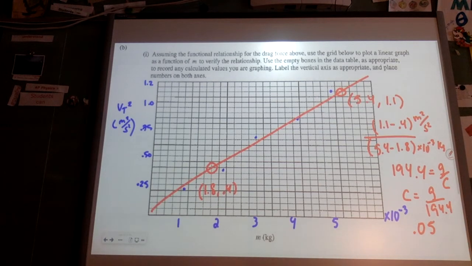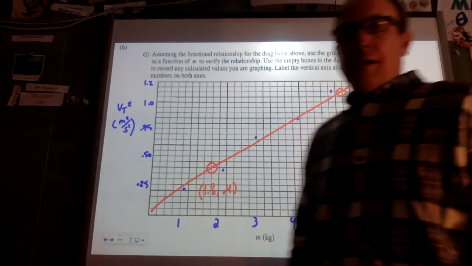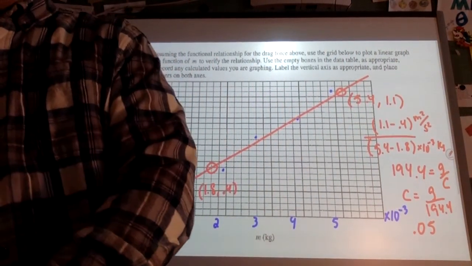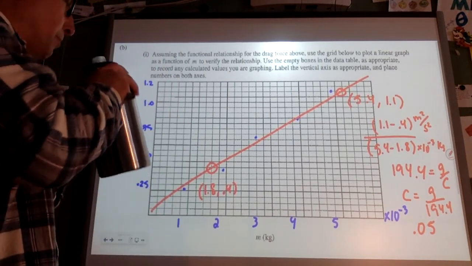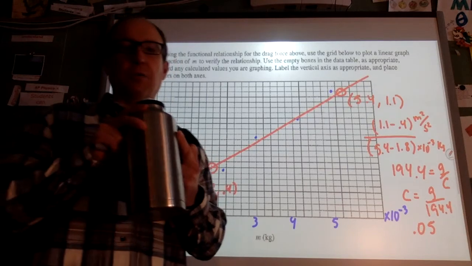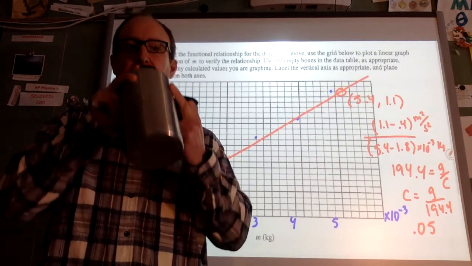I guess I could have done it otherwise. Well, no, because they put mass on that axis. Very rarely is it going to be the slope if they get to choose what goes on the axis. It will very often be the inverse of the slope.